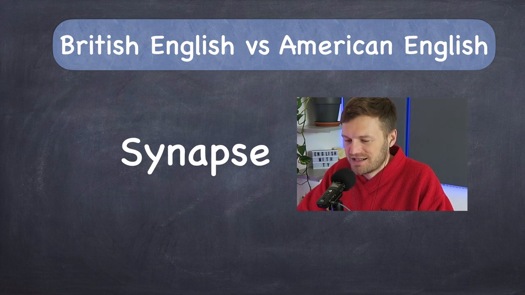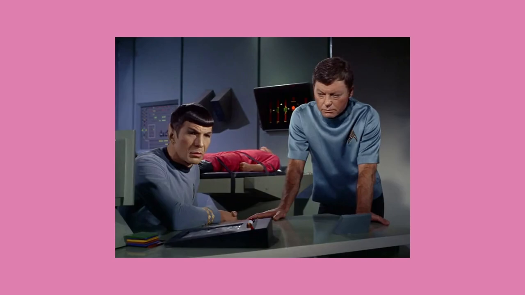The next word is spelled S-Y-N-A-P-S-E. And in British English, it would be synapse. And in American English, it would be more like synapse. He's suffering from neural synapse damage.